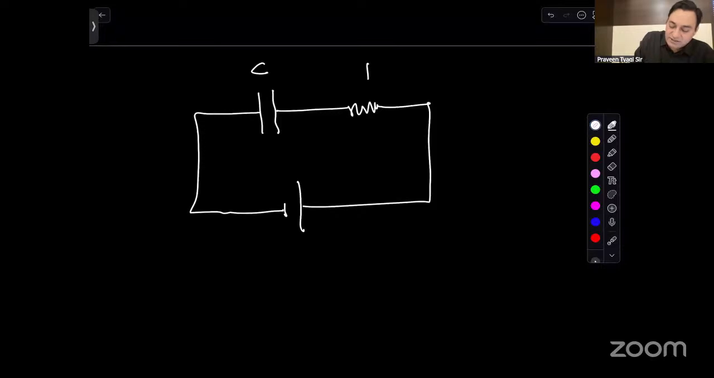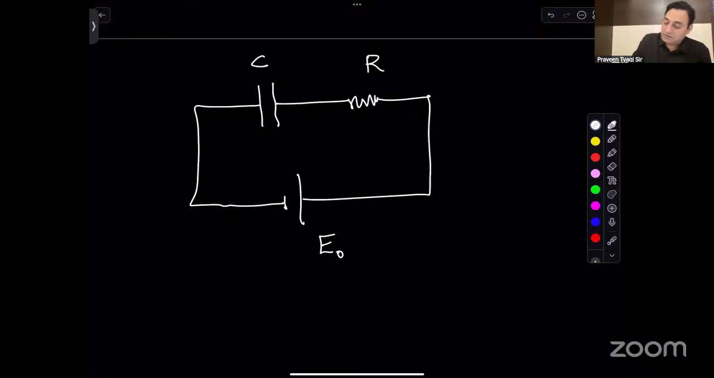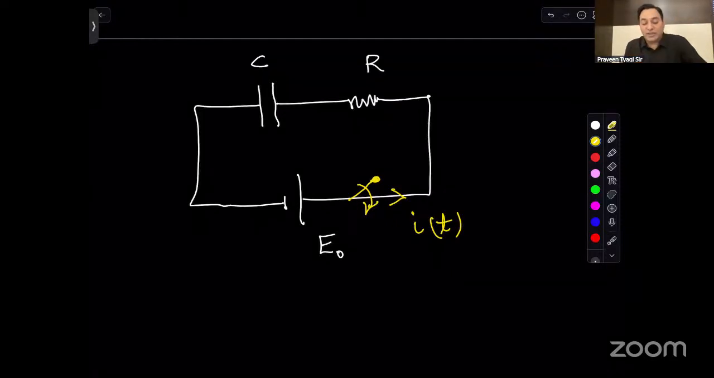This is C, this is R, and this is E naught. Now, I want to find the current at t equal to 0, when I just turn the switch on. Let's assume that the current flowing is I as a function of time, because it will vary. Initially, it will be higher, and slowly it will decrease, and finally it will become 0 when the capacitor is fully charged.